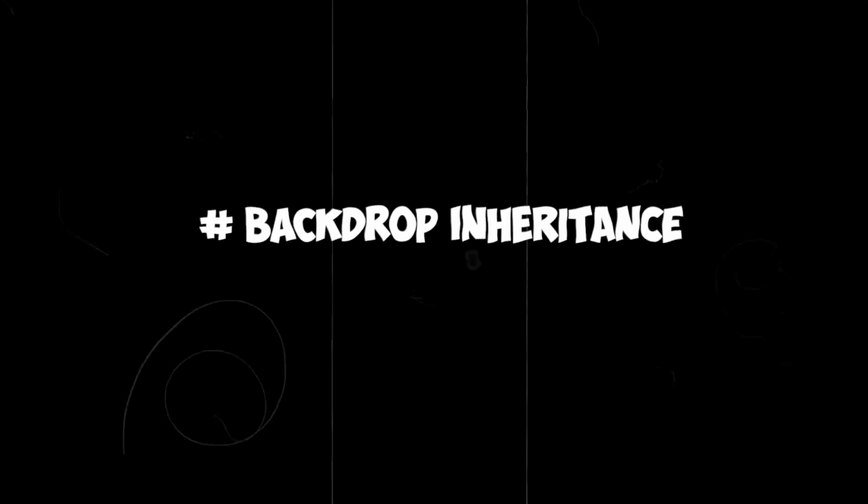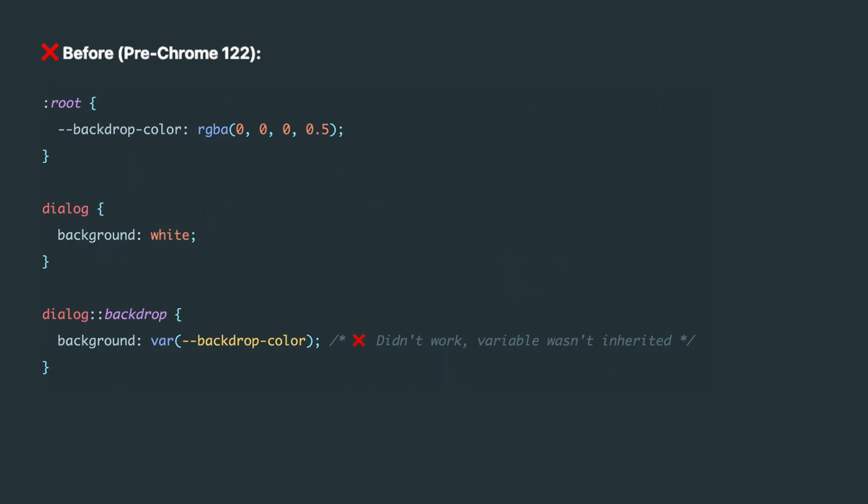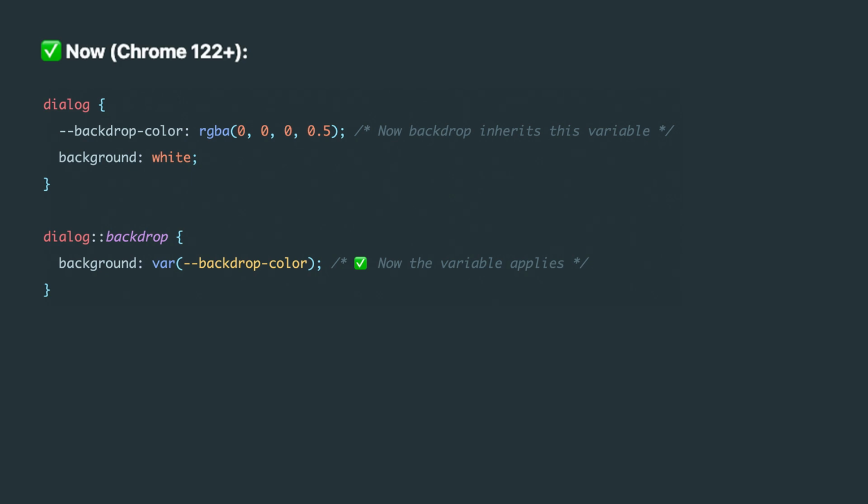Did you know that the backdrop pseudo-element didn't inherit styles from anywhere? Historically, it was isolated, meaning it couldn't access inheritable properties from its originating element. But starting from Chrome 122, this has changed. The backdrop pseudo-element is now a proper part of the DOM tree, allowing it to inherit inheritable properties from its associated element. What does this mean in practice?